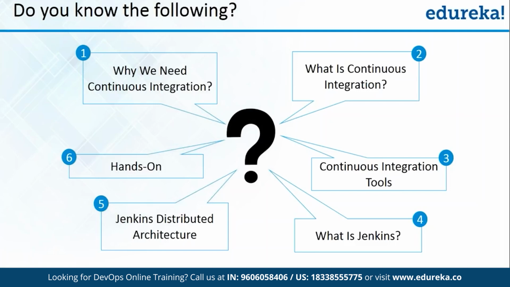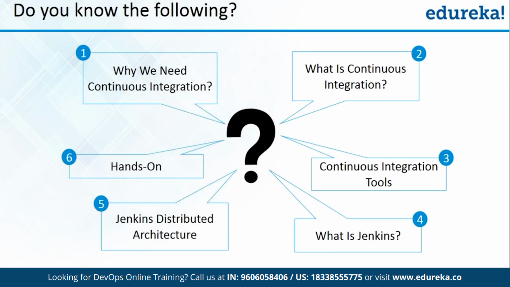First, we'll see why we need continuous integration. What were the problems that industries were facing before continuous integration was introduced? After that, we'll understand what exactly is continuous integration, and we'll see various types of continuous integration tools. Among those tools, we'll focus on Jenkins, and we'll also look at Jenkins distributed architecture. Finally, in our hands-on part, we'll prepare a build pipeline using Jenkins, and I'll also tell you how to add Jenkins slaves. So I hope you all are clear with the agenda.